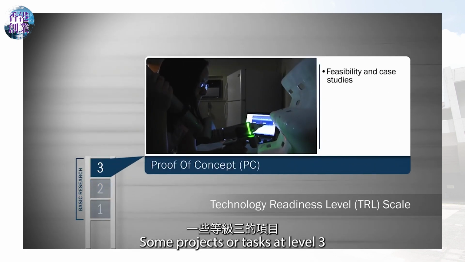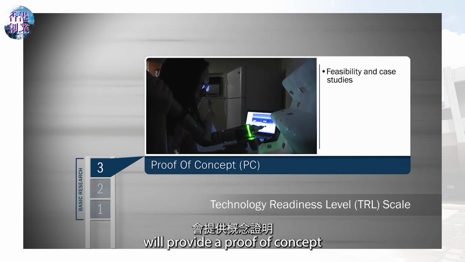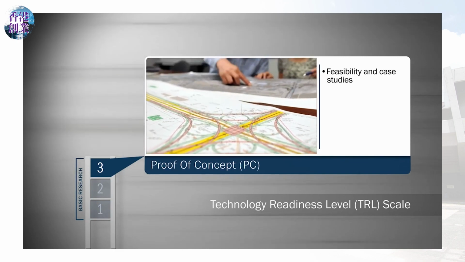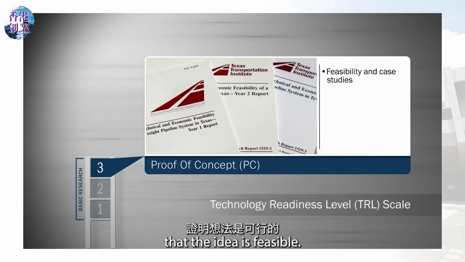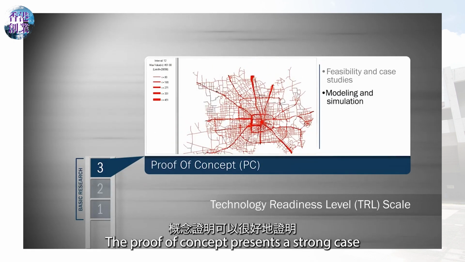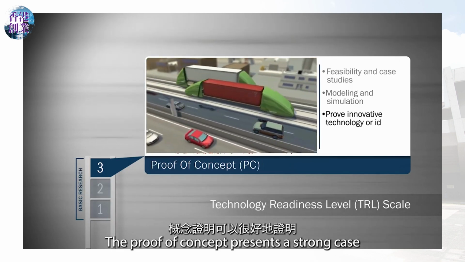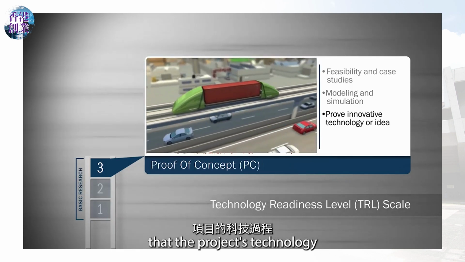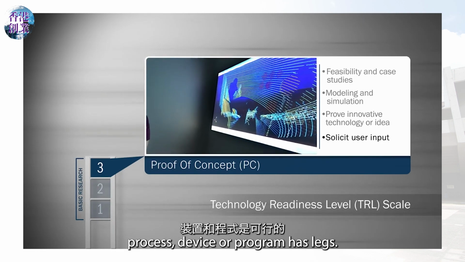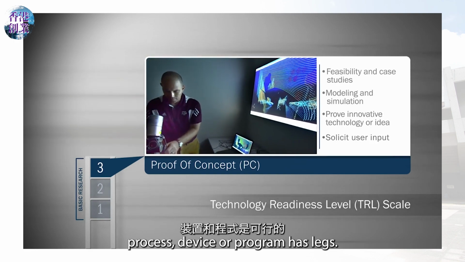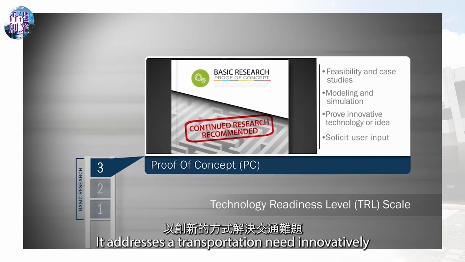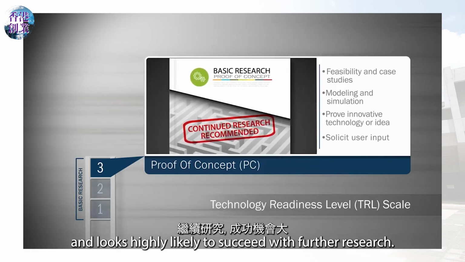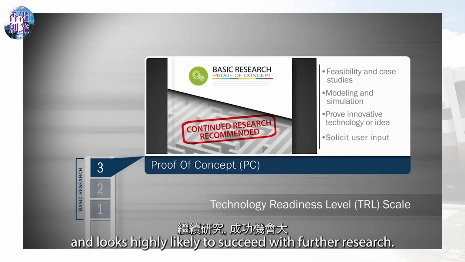Some projects or tasks at level 3 will provide a proof of concept with the end goal of pointing to the evidence that the idea is feasible. The proof of concept presents a strong case that the project's technology, process, device, or program has legs. It addresses a transportation need innovatively and looks highly likely to succeed with further research.